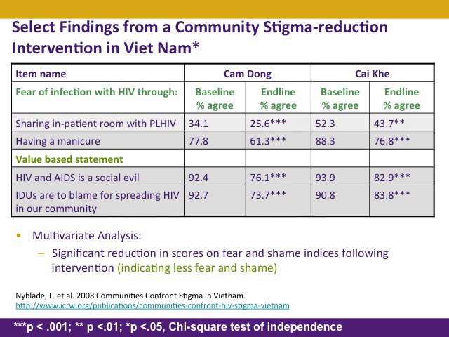And just to say that we then went on to do multivariate analysis. We constructed scales with the various items in the fear domain and the value domain. And we saw, after controlling for a number of factors, significant reductions in the scores on both the fear and shame indices following the intervention, which indicated less fear and less shame. So that's just to give you a flavor for how these measures have been used in the past.